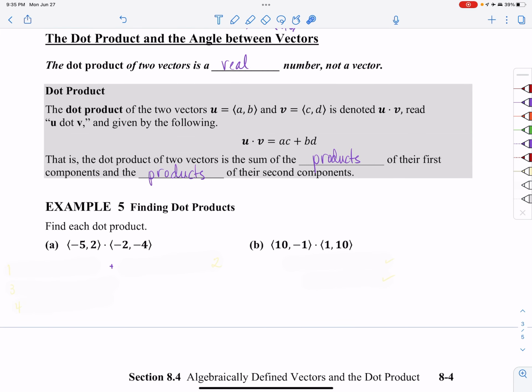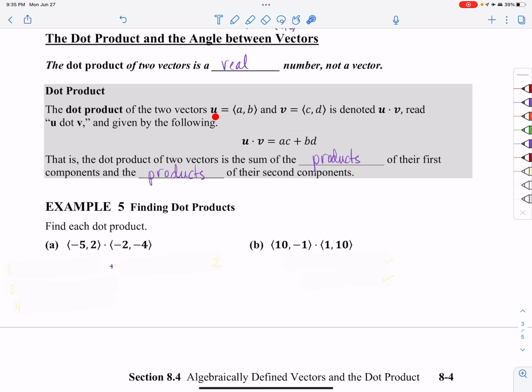Another operation that we can do is called the dot product. This is a special type of product. Interestingly, when I find the dot product of two vectors, I don't get a new vector. I just get a real number. So it's kind of interesting. So how do I find this dot product?